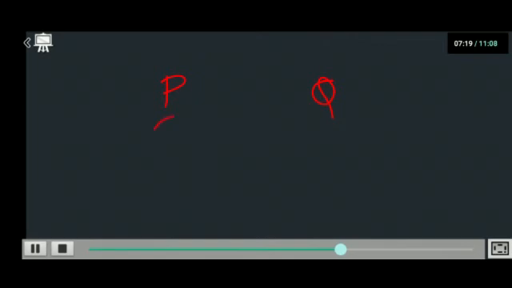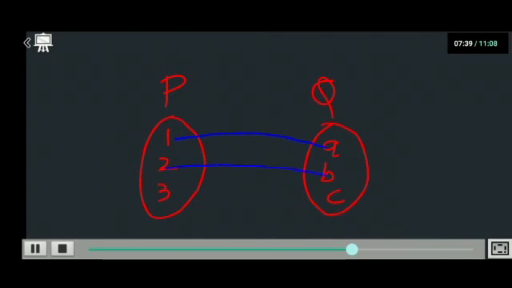Now let me take another example. I have two sets P and Q, of course non-empty sets. Now I am taking 1, 2, 3 and again A, B and C. Now I am defining the relationship here. 1 is connected to A, 2 is connected to B, 3 is connected to A. Is that clear? Now if I take this example, you could see that 1 is having image A, 2 is having image B and 3 is having image A.